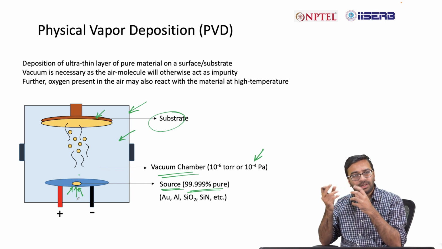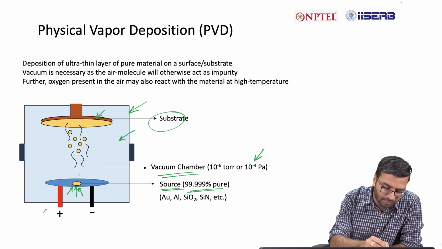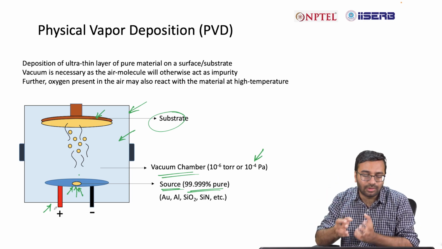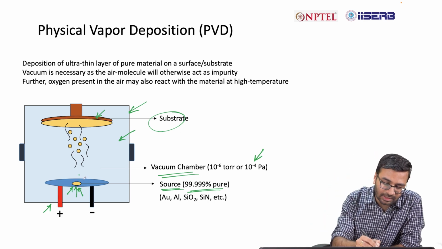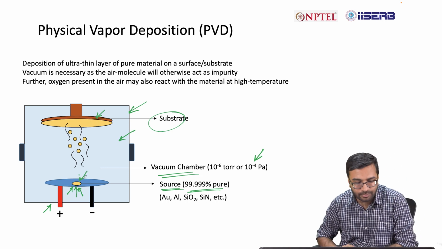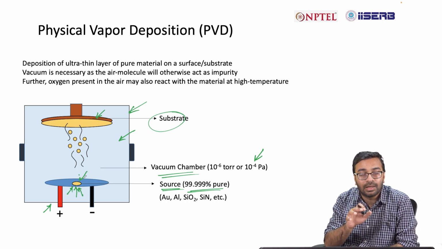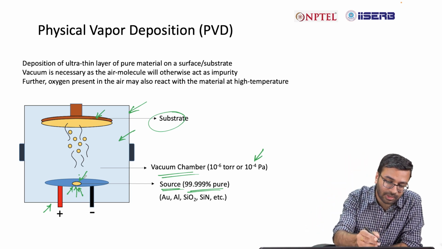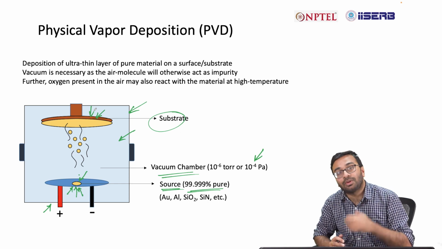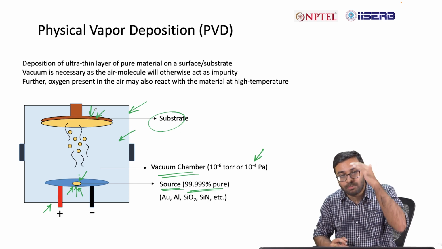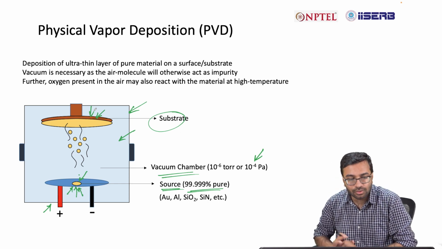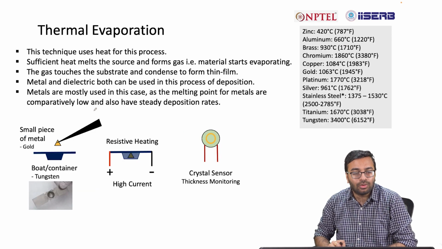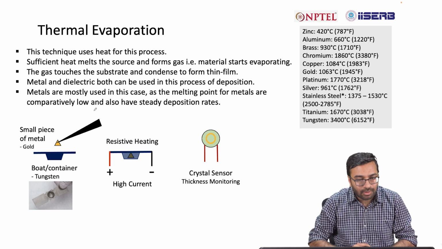Why will this heat be generated? Because it's a function of the current passing through the resistor. It's like I squared R T. Based on that you can create heat and create an environment where the source will be evaporated at high temperature, and then deposited on a substrate kept on top of that source material. So, this is basically the physical vapor deposition technique. Now let us discuss the thermal evaporation technique.